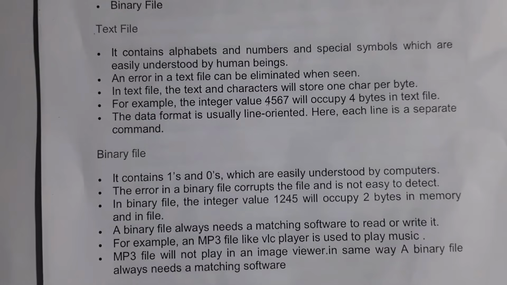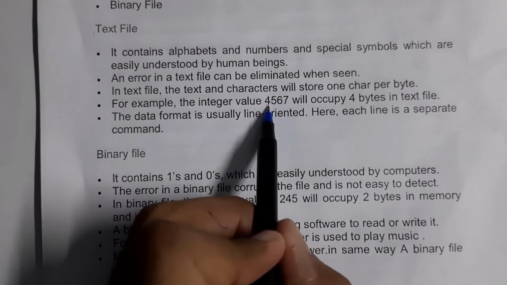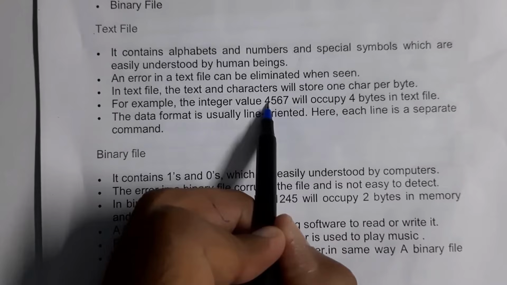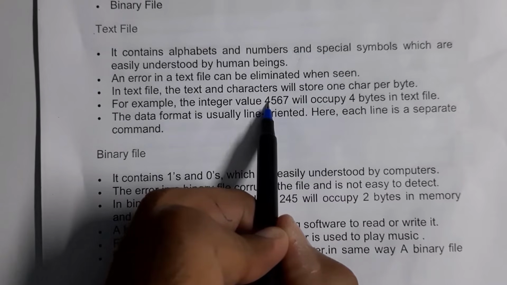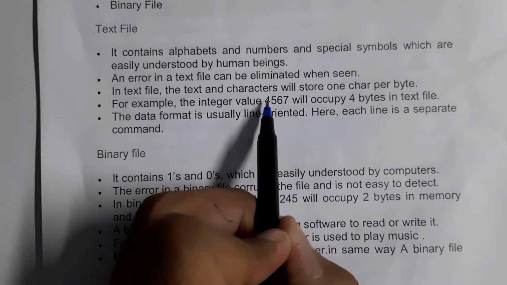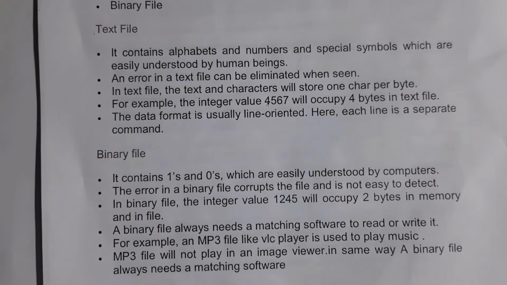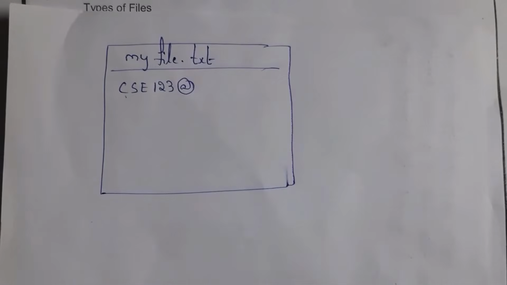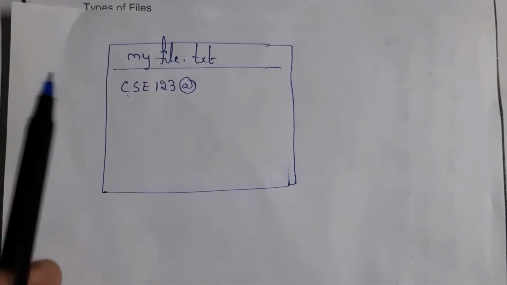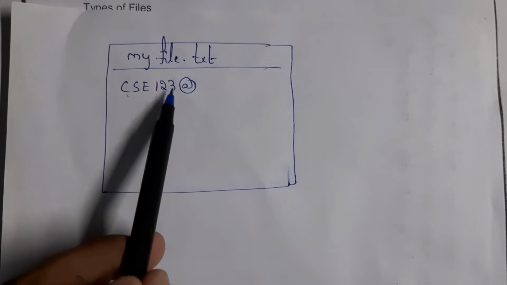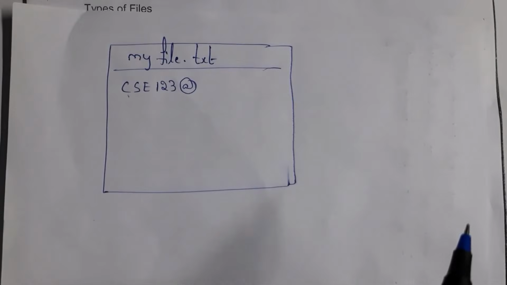In text files, all alphabets, numbers and special symbols are treated as characters, and each character occupies 1 byte of memory. If you consider this example, in total there are 4 numbers. Each number is treated as a single character and each character occupies 1 byte of memory. So in total there are 1, 2, 3, 4 characters, so it will occupy 4 bytes of memory. For example, this is a text file. This text file name is myfile, and this file contains a total of 7 characters: 1, 2, 3, 4, 5, 6, 7. So it will occupy 7 bytes of memory.